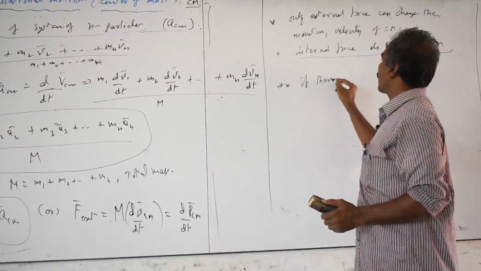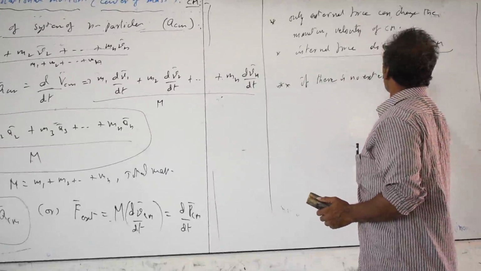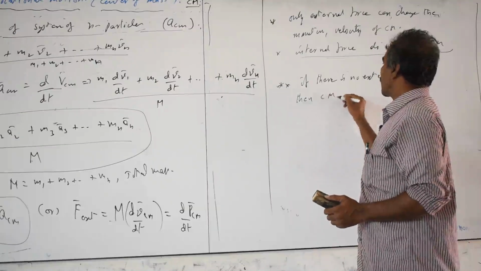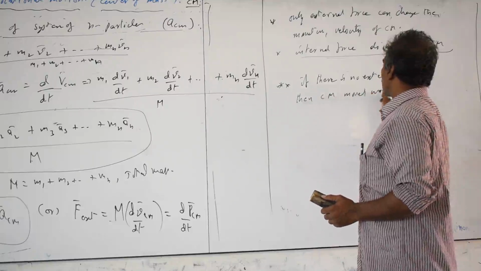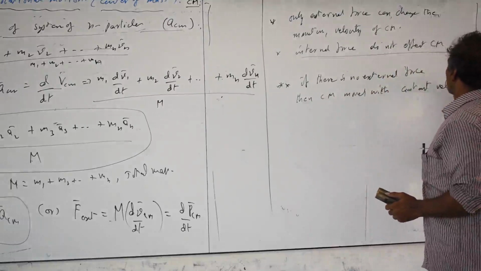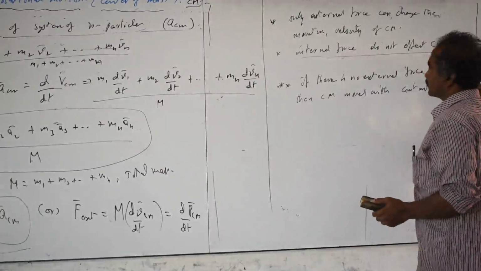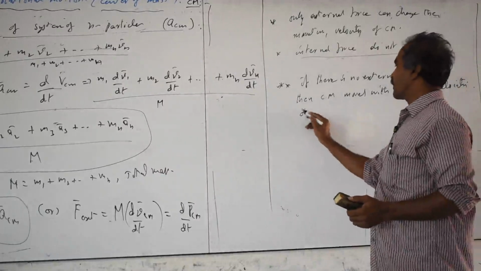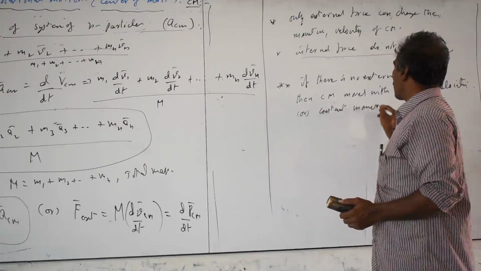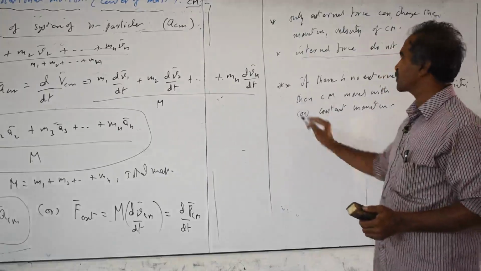Next, another important point: if there is no external force, then what happens? If there is no external force, then the center of mass moves with a constant velocity. That constant velocity can be 0 also. Constant velocity or constant momentum. This point only they will ask, as one more question.